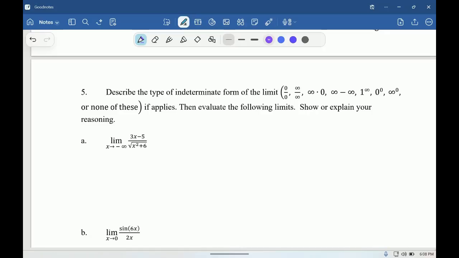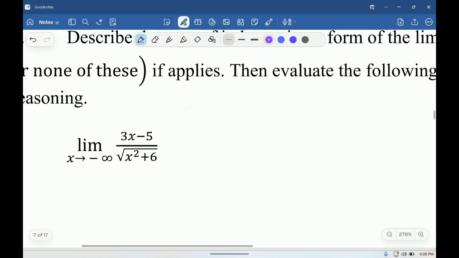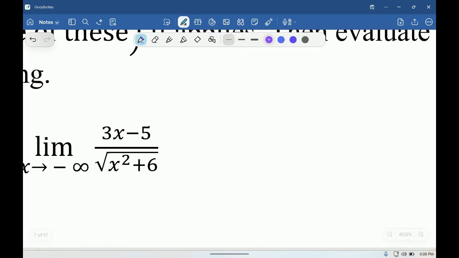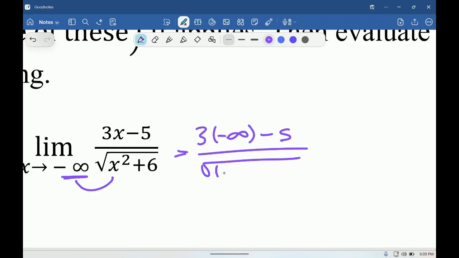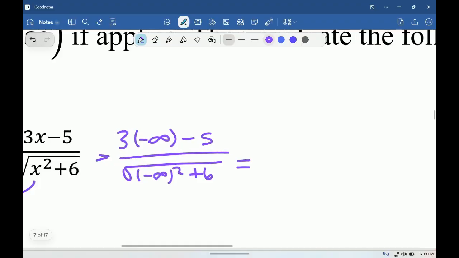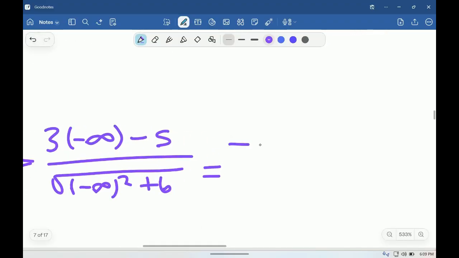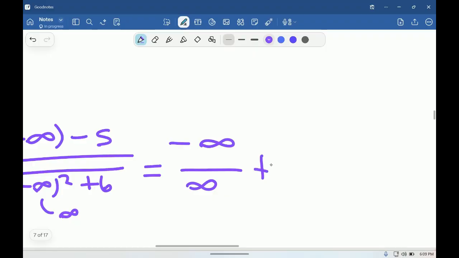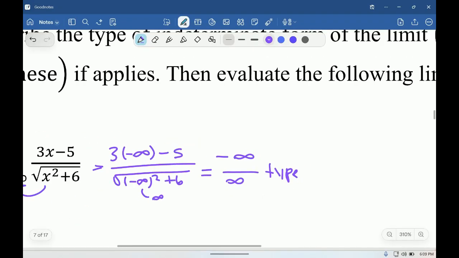This problem asks us to find the indeterminate form of the limit and then evaluate the following limit. So to find the indeterminate form, we're going to plug in negative infinity for our x's. It's going to look like this. And this is going to give us negative infinity over infinity, because negative infinity squared becomes positive. This is the type of indeterminate form this is.